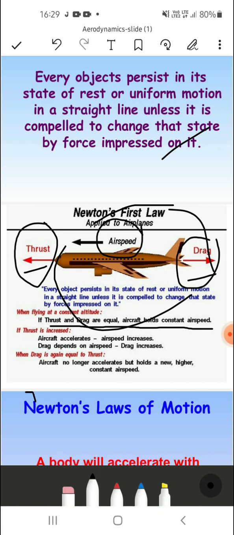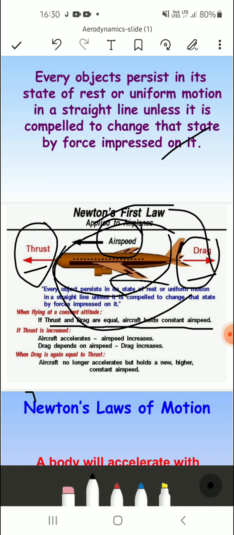The thrust force is basically the forward force. Aircraft accelerates, so the airspeed increases. Thrust is the mechanical force which pushes the airplane in the forward direction. It is the thrust force, and drag force is the force which resists the airplane in constant motion.